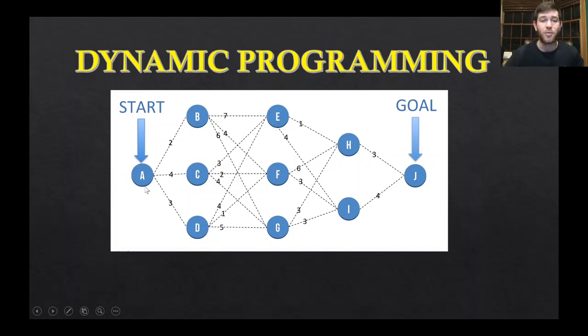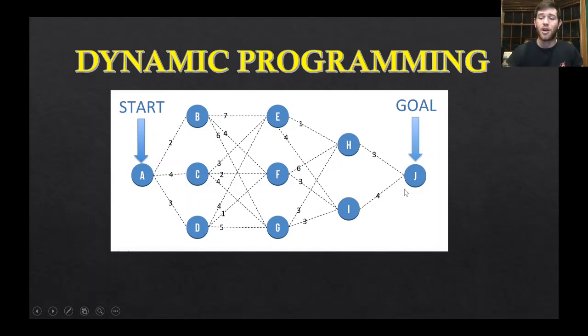So stage one will be, we can go to B, C, or D. From there, stage two is deciding, do we go to E, F, or G. Stage three will be, do we go to H or I. And then lastly, we get to J and solve our problem, and we want to figure out what the minimum cost is.